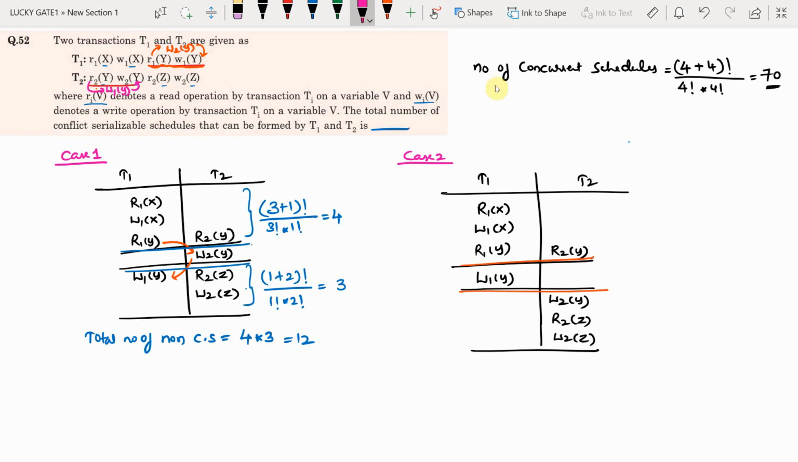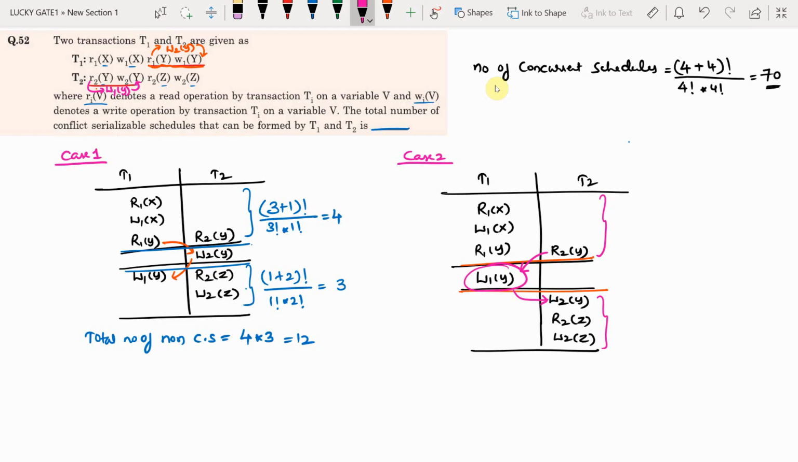Now look, in the upper part, these 3 operations of T1 and 1 operation of T2 can appear in any number of ways. It won't cause any conflict. Similarly, this bottom part is treated separately. Now here, because I am arranging this W1Y between R2Y and W2Y, it is causing a conflict from R2Y to W1Y and W1Y to W2Y, causing a cycle. Now the schedules possible with this arrangement are called non-conflict serializable schedules.